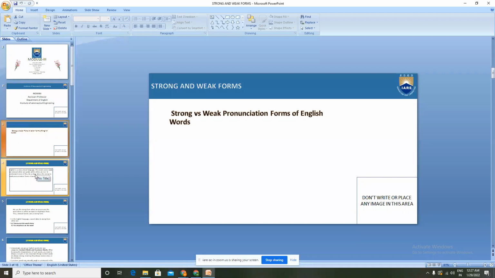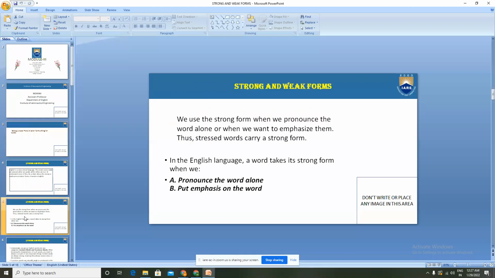So today we are going to discuss the verbs. What are these strong and weak forms? First we'll see why we need this: to have the right pronunciation when we are pronouncing the forms of the verb. So let us go into this. Just go through the PPT.